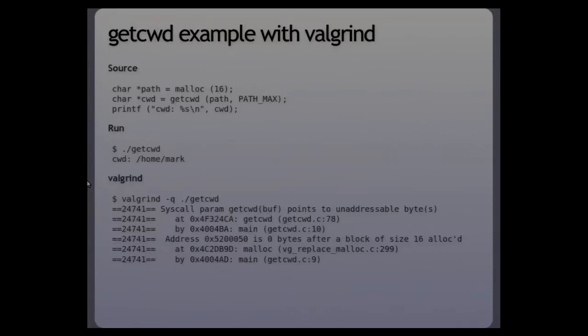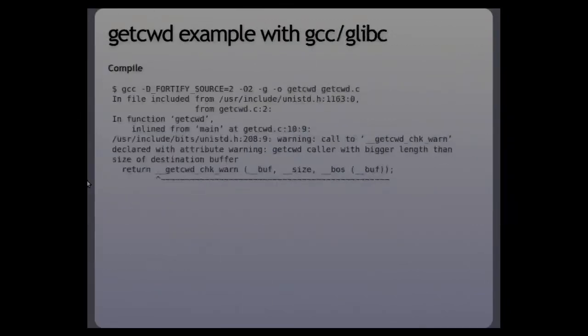If we run it under valgrind, valgrind will see, wait a minute. If you would run it somewhere else, then the system call would override some unaddressable bytes, and it even tells you that is right after where you malloced it, which is line 9. Probably there was something before that. So this is really great, but it could actually be better.